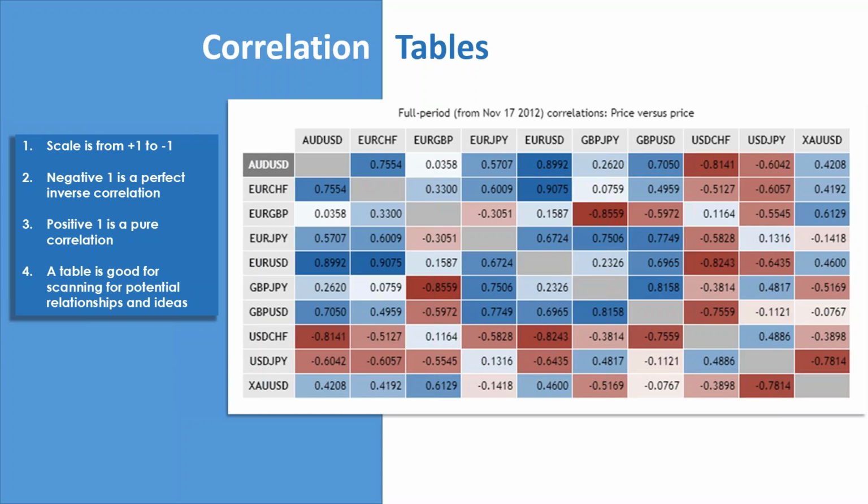So we were talking dollar, yen, and gold earlier. We go all the way over to the right. Second from the right is dollar, yen. All the way down to the bottom is gold, dollar. Red, or the minus sign, means inverse. So dollar, yen, and gold correlate inversely to the tune of 78%.